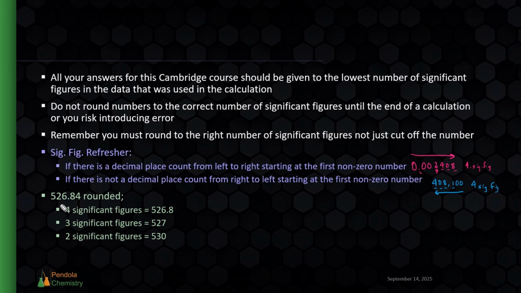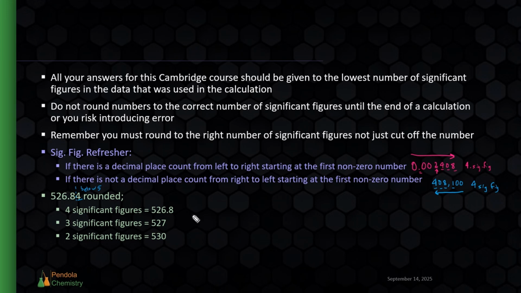And then just remember basic rounding. If we have a number like 526.84 and we want to round it to 4 significant figures, we would go to the fourth: 1, 2, 3, 4 significant figure. If we're going to cut it off here, we look at the next number to see if we round. It's an 8. Since the number is below 5, we do not round.